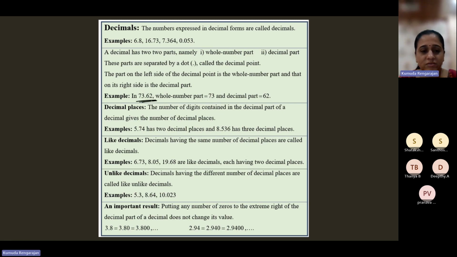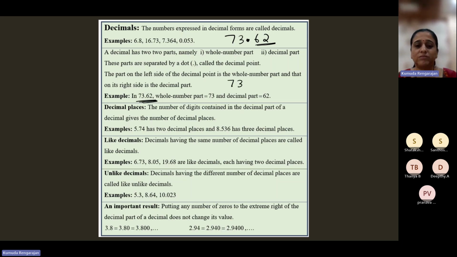Now, this decimal number 73.62 has two decimal places. What do we understand by that? That is, after the decimal point, it has two valid digits. The decimal number 73.62 has two decimal places, which means it has two valid digits after the decimal point. So after the decimal point, 62, two digits, so two decimal places.